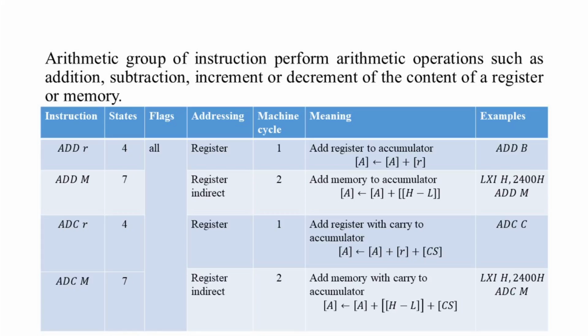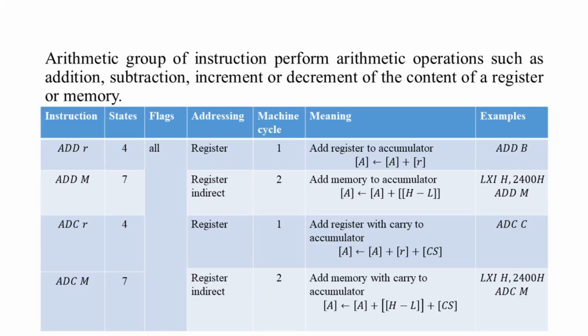add the content of the register with the content of the accumulator, and the sum is placed in the accumulator. That is the meaning of this instruction. The instruction ADD R means add the content of the register with the content of the accumulator, and the result is placed in the accumulator. So we can see that the meaning is add register to accumulator.